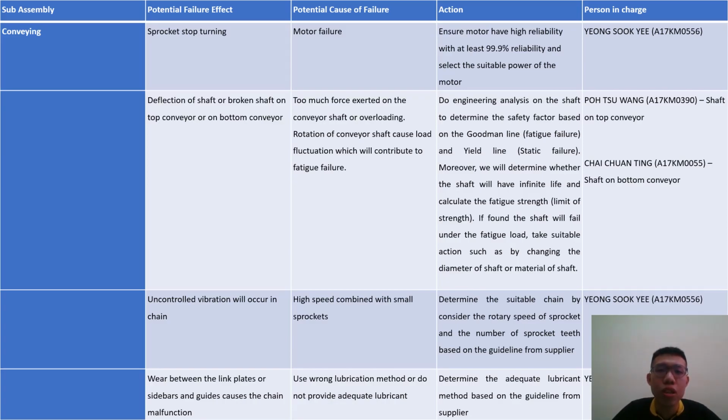Uncontrolled vibration that occurs in the chain is caused by high speed combined with a small sprocket. This can be avoided by determining a suitable chain, considering the rotary speed of the sprocket, based on the guideline from the supplier. Moreover, using a raw lubricant method or not providing suitable lubricant can cause effects such as malfunction of the chains. Hence, the recommended action is to follow the guideline from the supplier by using the correct method to provide suitable lubricant.